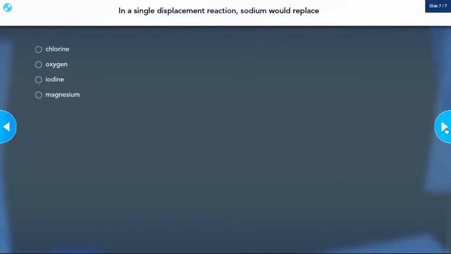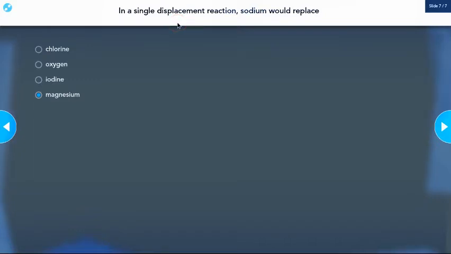So the first one says, in a single displacement reaction, sodium would replace. So remember, sodium, first of all, is a cation, so it can only replace a cation. And if we look, we have chlorine, which is an anion, oxygen is an anion, iodine is an anion. So magnesium is our only choice here because it's the only cation that we have. So yes, sodium should replace magnesium. And then just as another double check, sodium needs to be higher than magnesium on that activity series because this is a single displacement reaction.